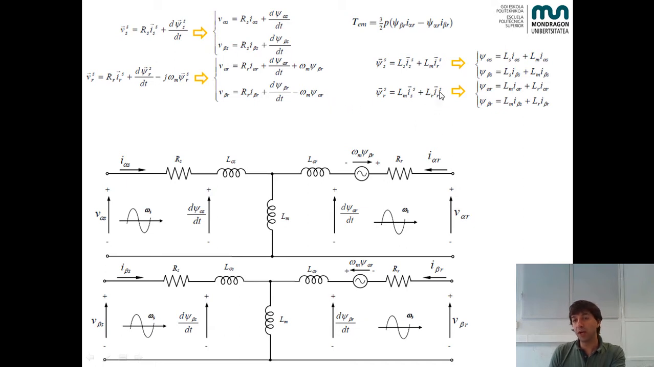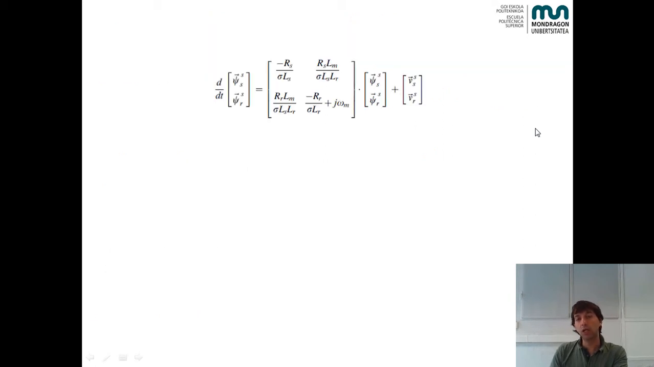Okay, so once we have the starting point model, by taking these equations, these 2, 4, 6, 8 equations, we can manipulate them and obtain equivalent expressions. The idea is to represent these equations in a state space representation, in which the state space variables that we have chosen are stator flux and rotor fluxes.